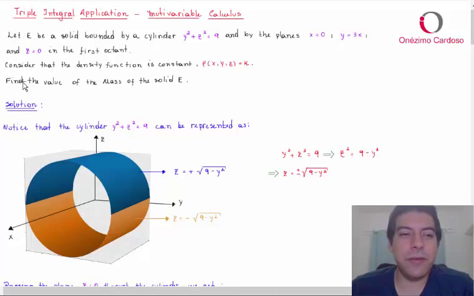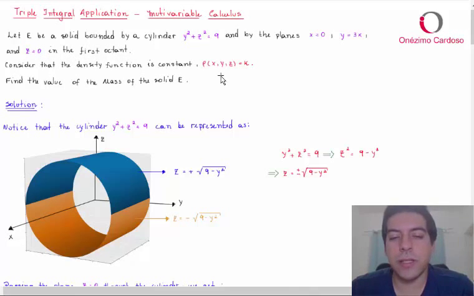Hello guys, in this video we will consider an application of triple integral. In order to do that, we'll solve this problem. Let E be a solid bounded by a cylinder of equation y squared plus z squared equals 9 and by the planes x equals 0, y equals 3x and z equals 0 in the first octant.